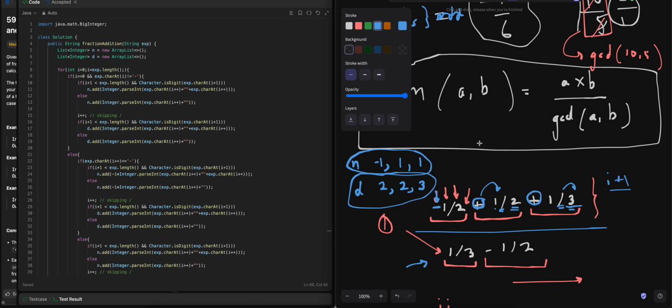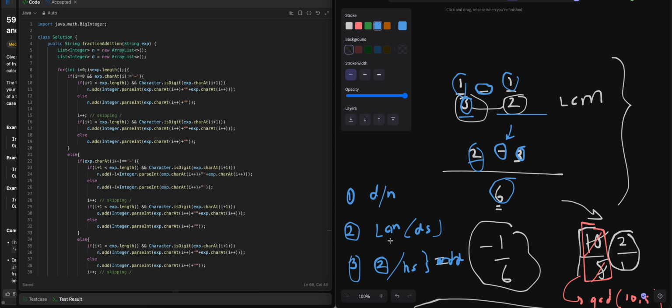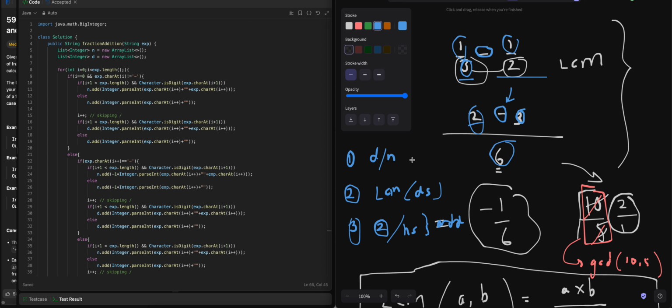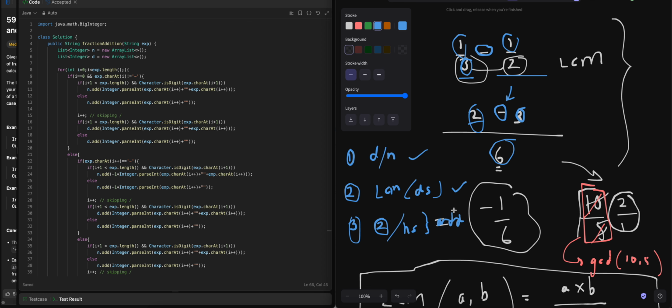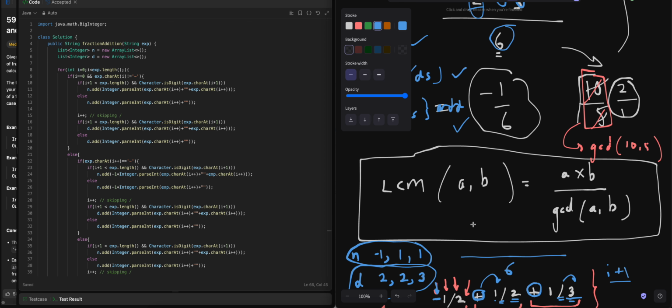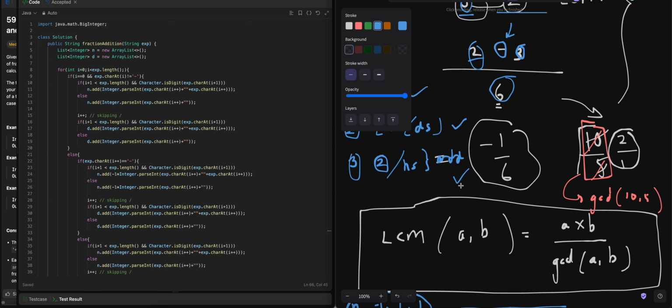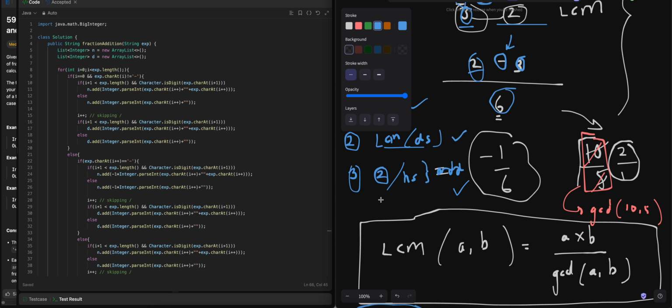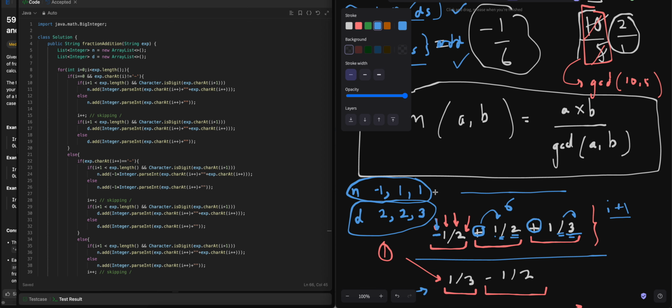Now after this we have to follow the same thing for all the denominators. If you find the LCM, it would come as 6, correct? The first step is to store the numerators and denominators. The second is to find the LCM of the denominators. The third step is to divide the LCM that we found in the second step by the denominators and multiply with the numerators.